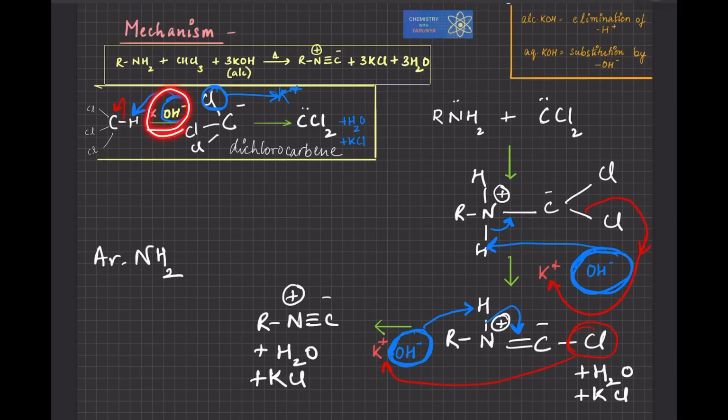First molecule of KOH is used for converting chloroform to dichlorocarbene, which starts the reaction. Second KOH is used to change the first intermediary product to the second intermediary product, and the third KOH is used to transform the second intermediary product to the product.